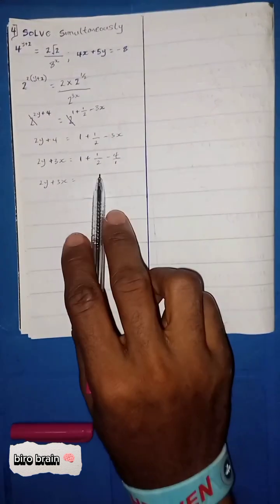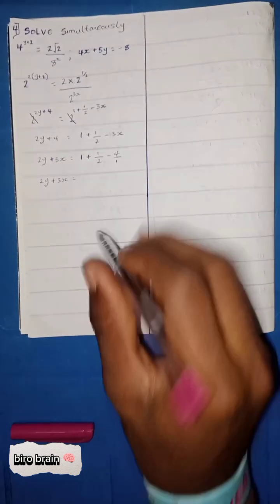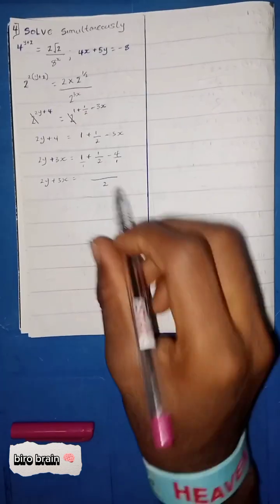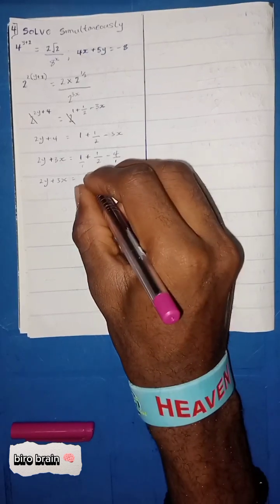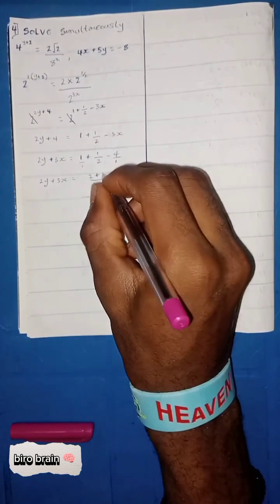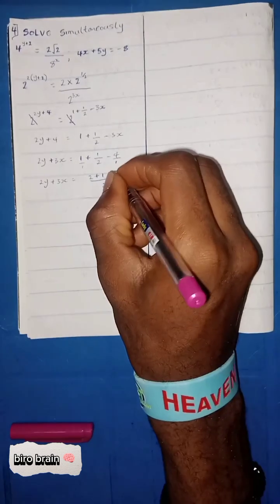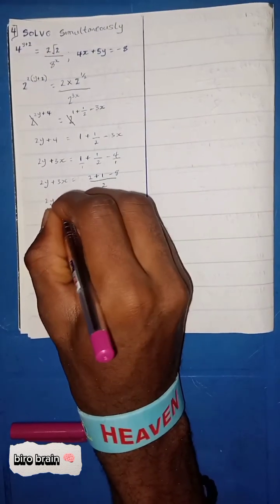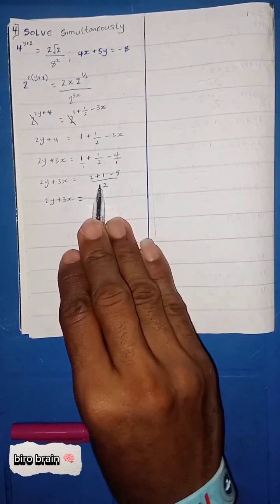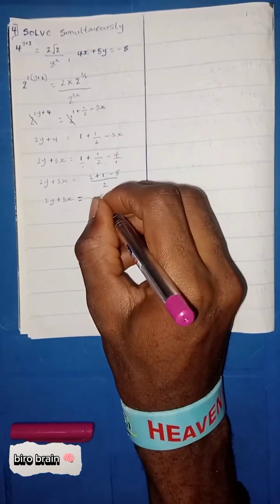So what do we do in this case now? Let's take the LCM of these numbers. Definitely the LCM of 1, 2, and 1 is 2. So 1 into 2, that's 2. 2 times 1, that's 2, plus 2 into 2, that's 1. 1 times 1, that's 1, minus 1 into 2, that's 2. 2 times 4, that's 8. So we have 2y plus 3x equals, now 2 plus 1, that's 3. 3 minus 8, that's minus 5 over 2.